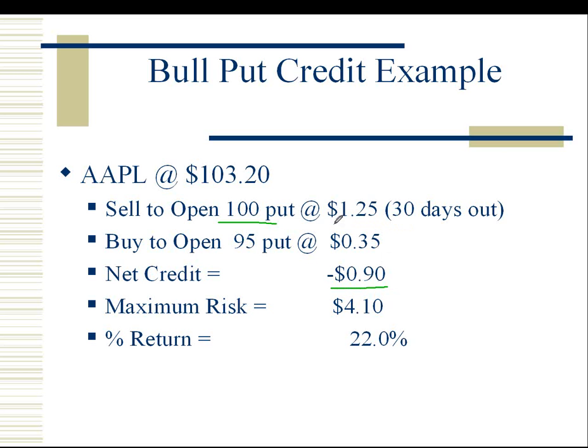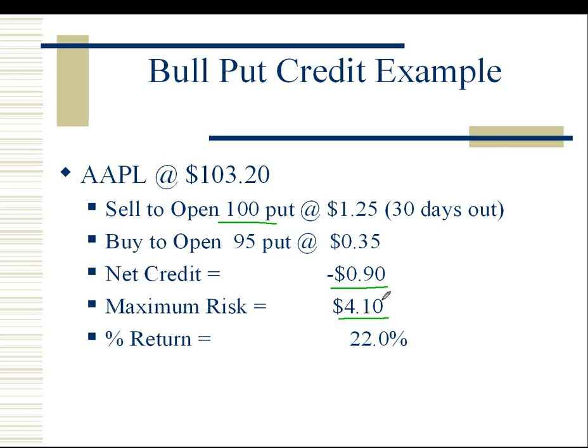But remember, we have to have something on hold in our account. Our broker wants us to have something on hold in our account to cover the spread, to cover our margin requirement. So the maximum risk is $410. If the stock drops below 95, we'll receive the maximum loss. Now the percent return is 22%. We're essentially looking to make 90 cents off of an investment of $410 per contract. So again, for one contract, we'd have to have $410 on hold in our account.